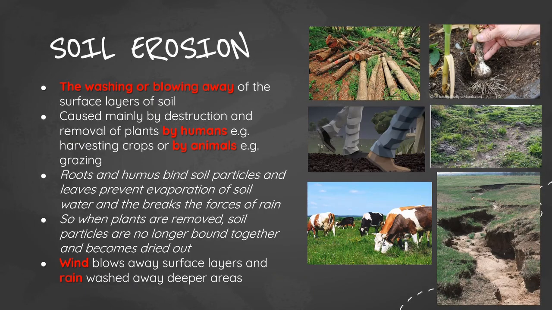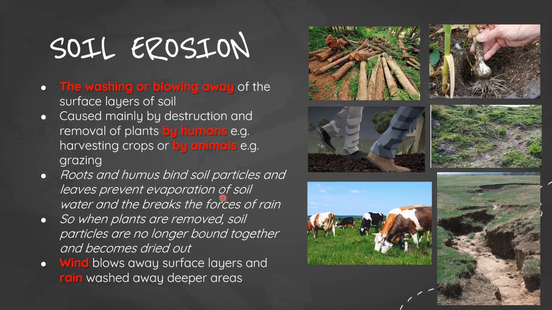So we're going to get into some issues that we can face with soil. So soil erosion is actually the washing or blowing away of surface layers of soil. It is caused mainly by destruction and removal of plants, by humans, for example, harvesting crops, cutting down trees, the trampling of soil, and also by animals, for example, grazing.